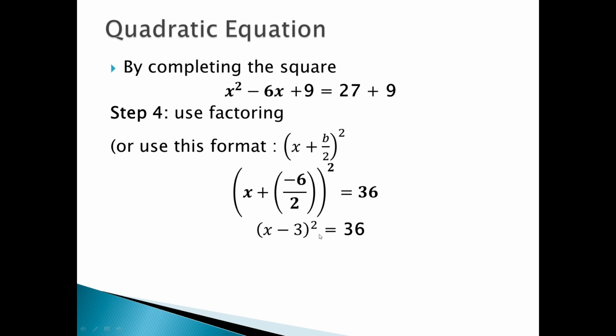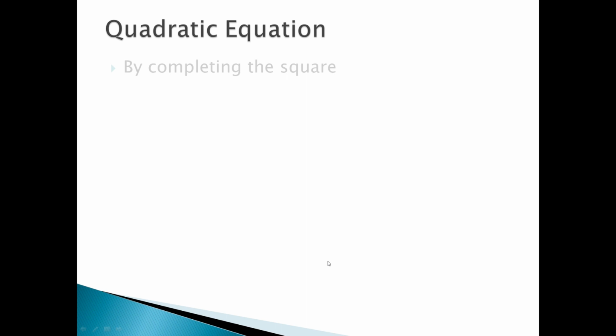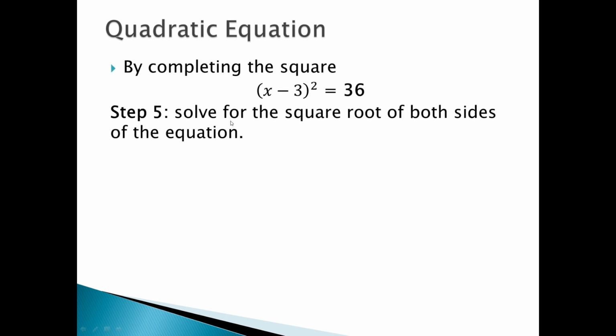36. Okay, but since our goal is to find the value of x, we solve by taking the square root of both sides of the equation. To eliminate this squared here, we need to get the square root. Whatever we do with the left side, we also do with the right side. So we have square root of x minus 3 quantity squared equals square root of 36. So we can remove this square root sign from this equation.